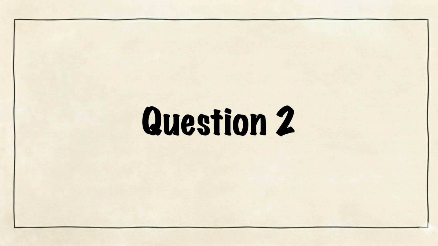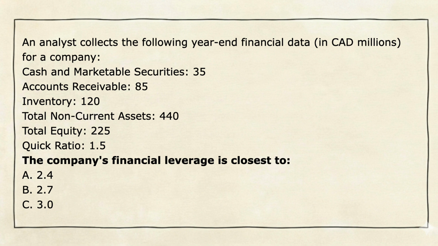Question 2. An analyst collects the following year-end financial data in CAD millions for a company. Cash and marketable securities, 35. Accounts receivable, 85. Inventory, 120. Total non-current assets, 440. Total equity, 225. Quick ratio, 1.5. The company's financial leverage is closest to A. 2.4, B. 2.7, C. 3.0.